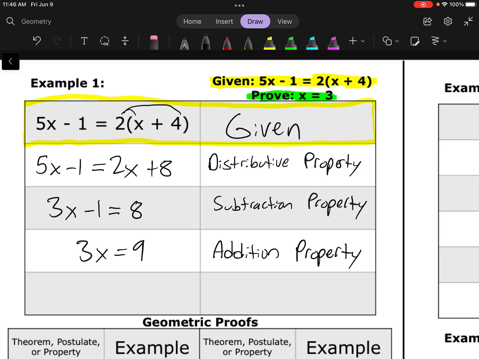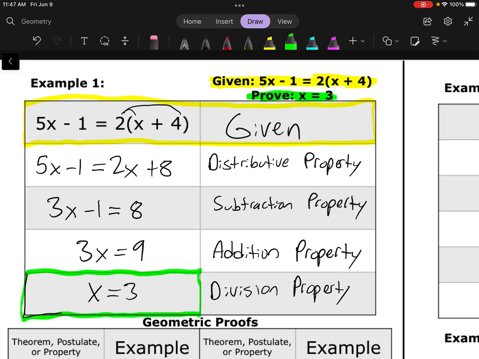And then lastly, last step, we got to get rid of that coefficient, right? Get rid of that 3 in front of the x. To get rid of that, we got to divide both sides by 3. So our last step here, x equals 3, according to the division property. Now, of course, we can easily see that we are done here because it is the last little box there, but in case you don't have boxes and you got to write it yourself, you know you're done because you got to the proof statement. The proof statement told you to show that x is equal to 3, and that's what we did.